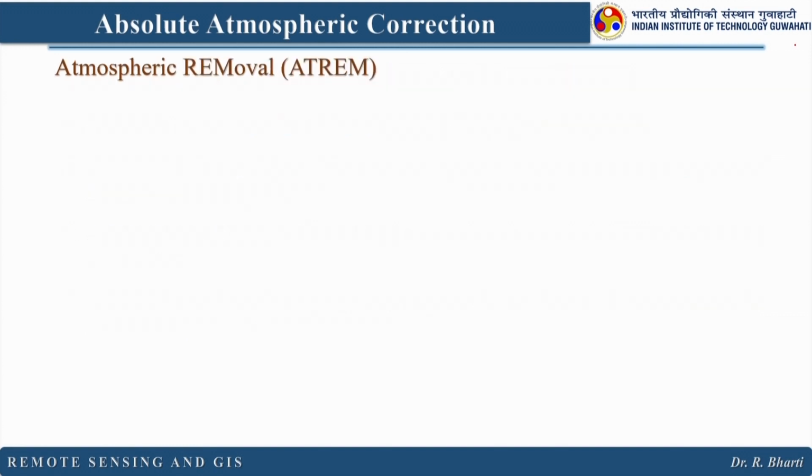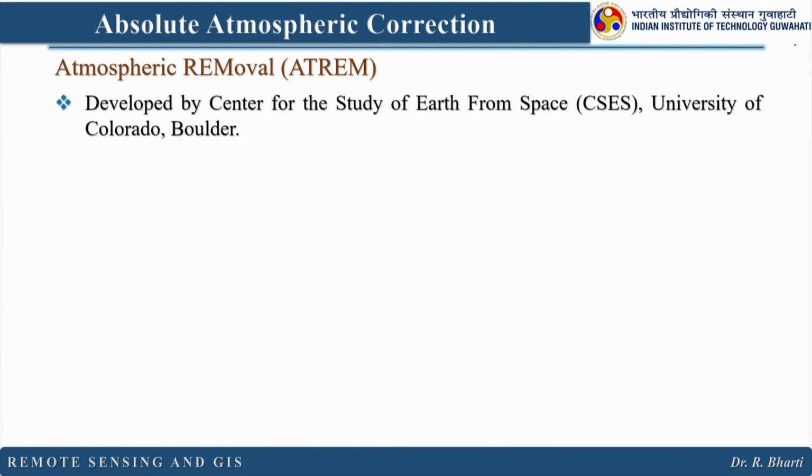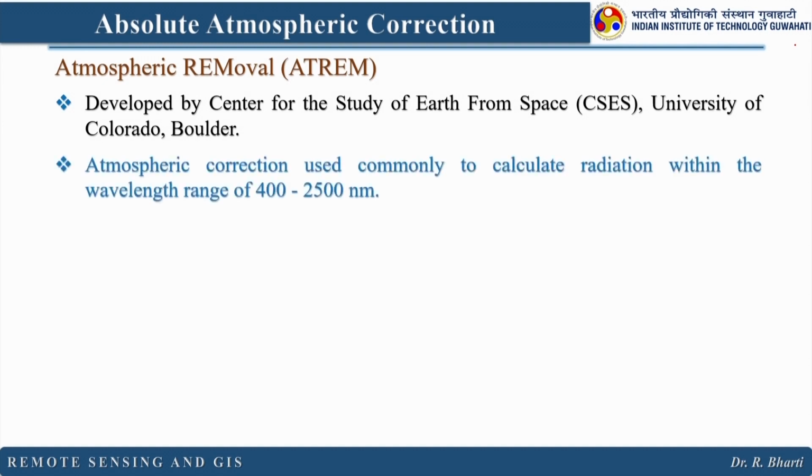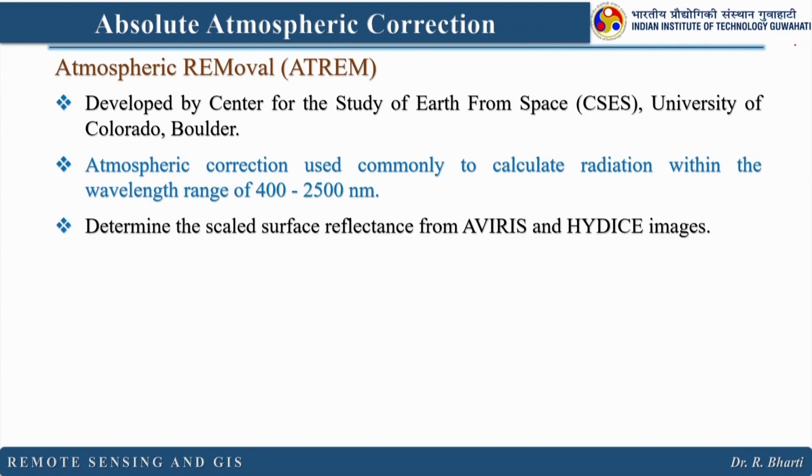Now, the next method is ATREM, which was developed by the Center for the Study of Earth from Space, CSES, University of Colorado Boulder. It is an atmospheric correction method commonly used to calculate radiation within the wavelength range of 400 to 2500 nanometer. It determines the scaled surface reflectance from AVIRIS and Hyperion images. So, basically these two are hyperspectral images, and it is basically calculating the scaled surface reflectance.